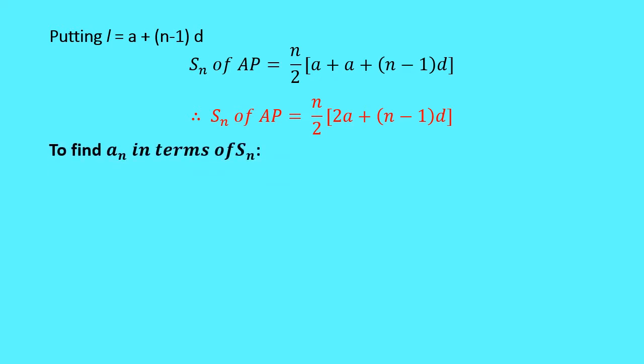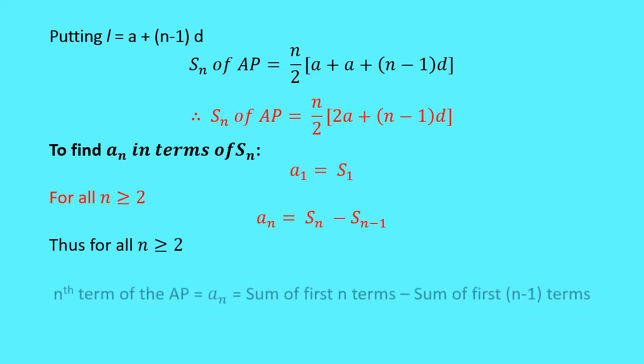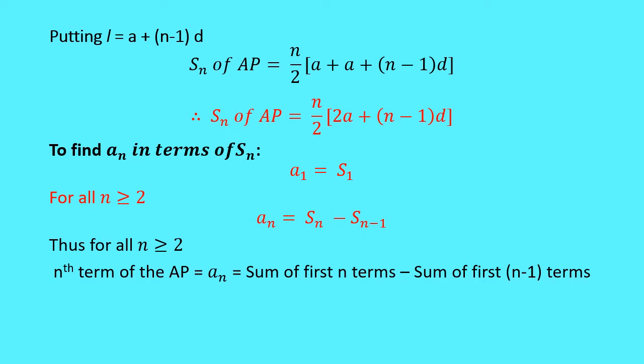To find an in terms of Sn: suppose the sum of the terms is given and you have to find the nth term. If you have to find a1, that is S1 only. For all n greater than or equal to 2, an equal to Sn minus Sn minus 1. Thus, the nth term of the AP, that is an, equals the sum of the first n terms minus the sum of the first n minus 1 terms.